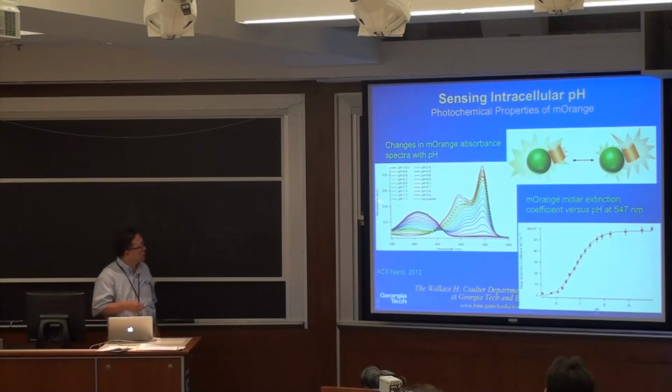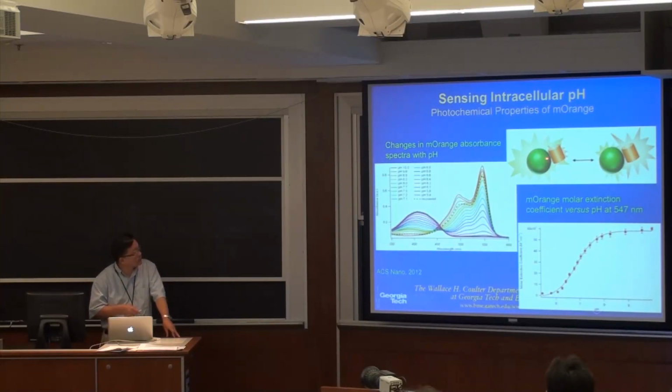those are the absorbance curves of mOrange, which of course is pH sensitive. You see the different curves with different pH values from roughly 5.4 to pH 10. Okay, so you see different absorbance. And if you plot that, you see this quite nice curve. This is actually the mOrange molar extinction coefficient as a function of pH.